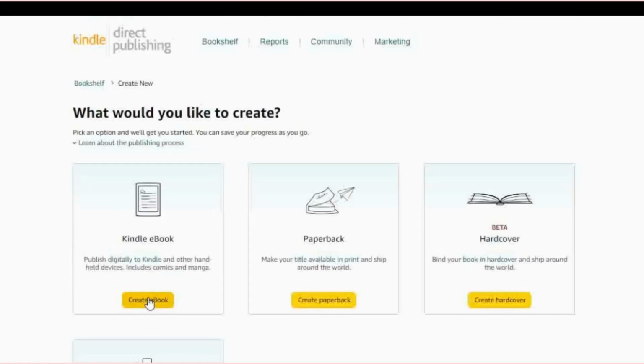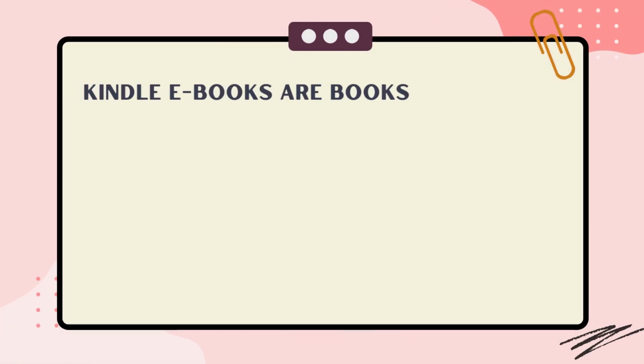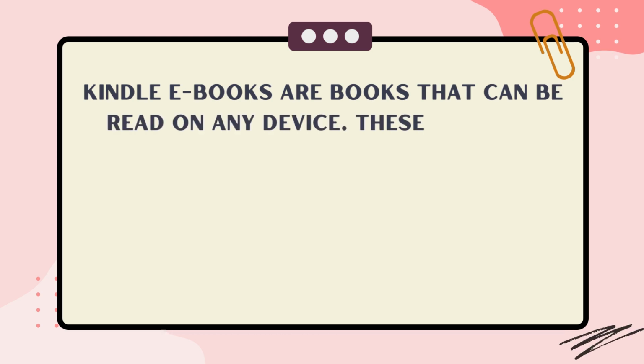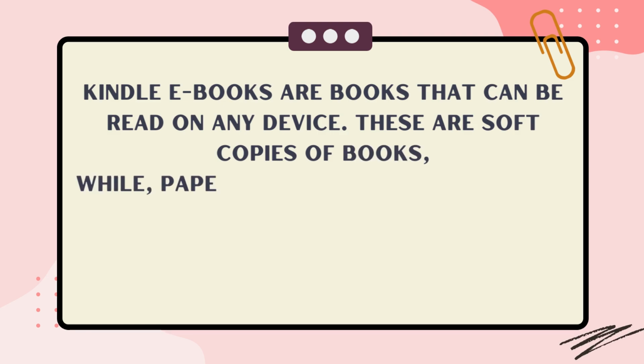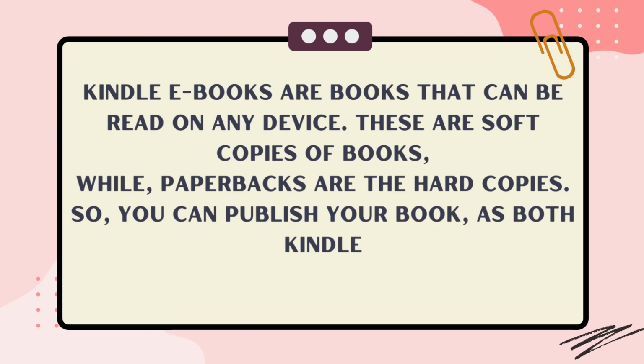So just to know, Kindle books are books that can be read on any device. These are soft copies of books, while paperbacks are the hard copy. So you can publish your book as both Kindle version and as a paperback version. And the good thing is that this would help increase sales. It is advisable to pay close attention to everything I say here because it will help you decide on the model you need to focus your energy on.